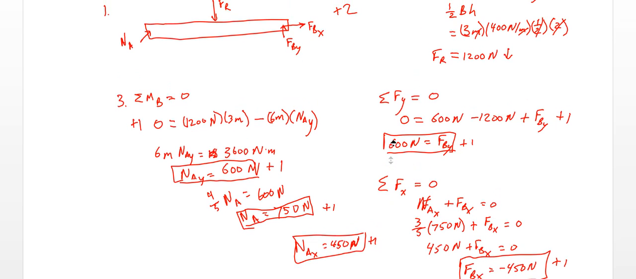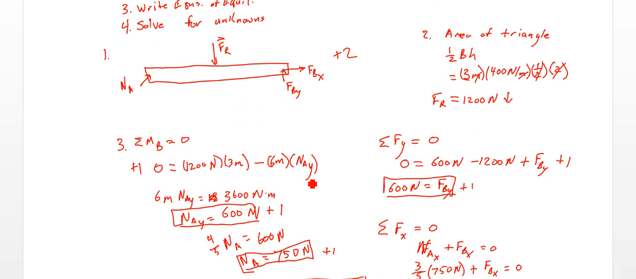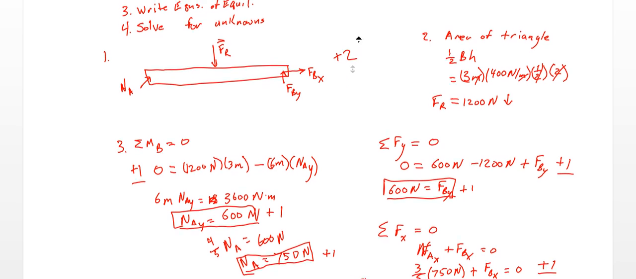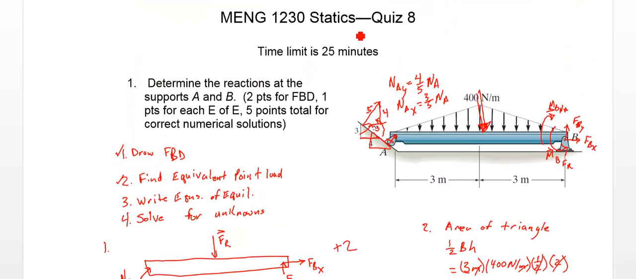If you had your other numbers correct, I would accept that. So we have 1 point for each equation of equilibrium. So 1 there, 1 here, 1 here. 5 points for the correct answers there, and 2 points for that free body diagram gets us our 10 points.